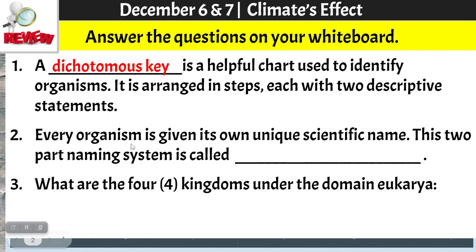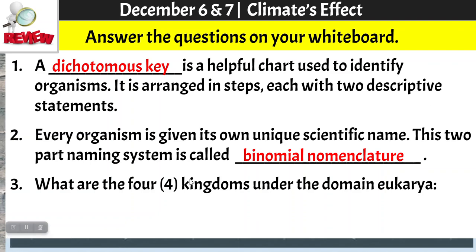All right, number 2, every organism is given its own unique scientific name. That two-part naming system is called, so you want to remember two parts. It's either going to be die. Die is also for two when we have two descriptive statements. You can also use the prefix bi, so we're going to use bi for two, and then nomial, nome, for naming. So we have binomial nomenclature, to name, naming.